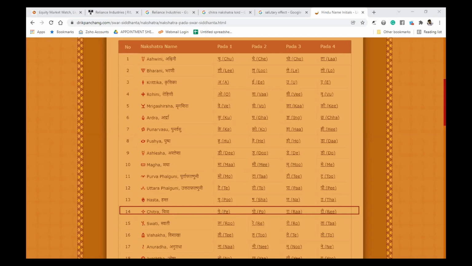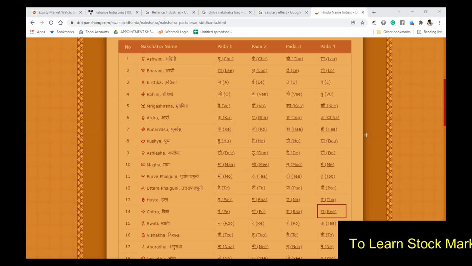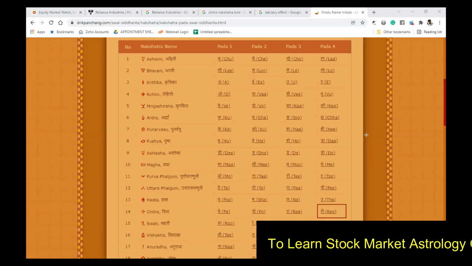So now our concerned company is Reliance, and that alphabet falls in Chitra nakshatra fourth pada. Any doubt about nakshatra padas? Reliance starts with Re. If you spell it individually, it goes Ray, but how do we pronounce it? Reliance. Technically it's Ri, but Ri is not in your list, so it's Ree.